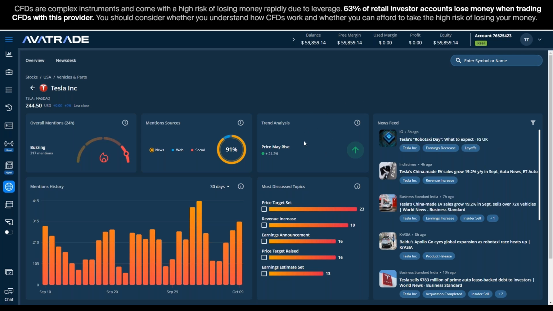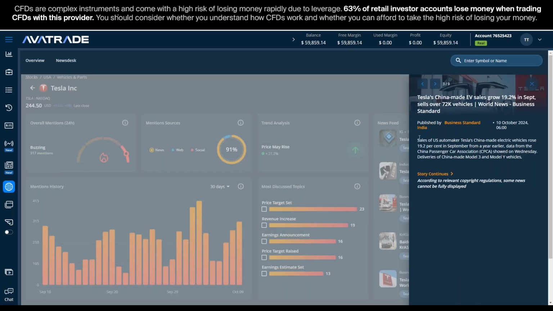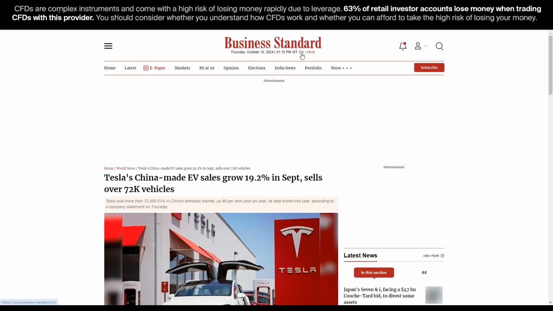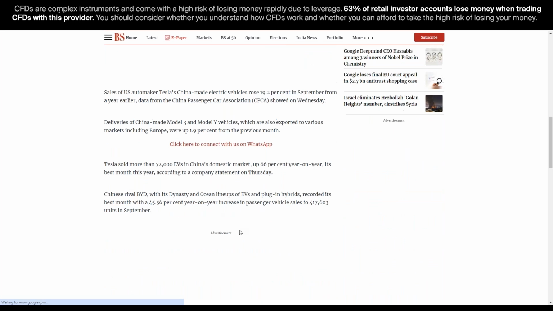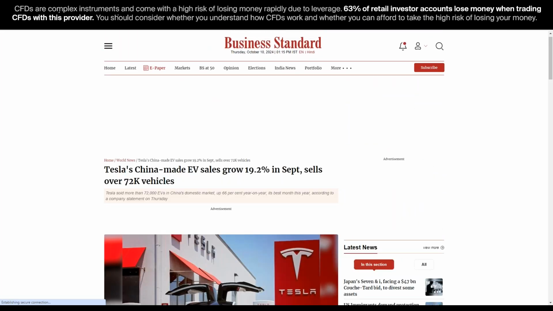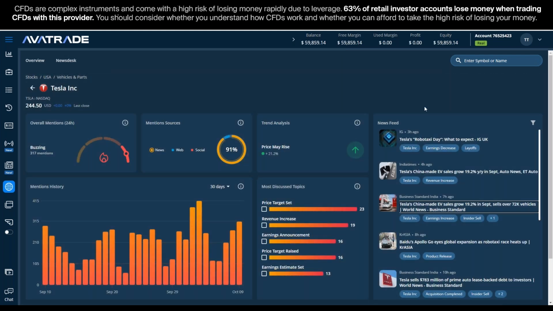Okay, so you can quickly find information. I can click on the link, I can read a summary, or I can read the entire article if I wish. Business Standard is the source. Here's the whole article. You can read all about the sales in China of Tesla electric vehicles. And so you can make up your own mind based on the most recent news. Do I think Tesla will go up or not? From a fundamental perspective, feels like maybe the wind is at Tesla's back to go up. The fundamental headwinds are maybe in the direction to help it rise.